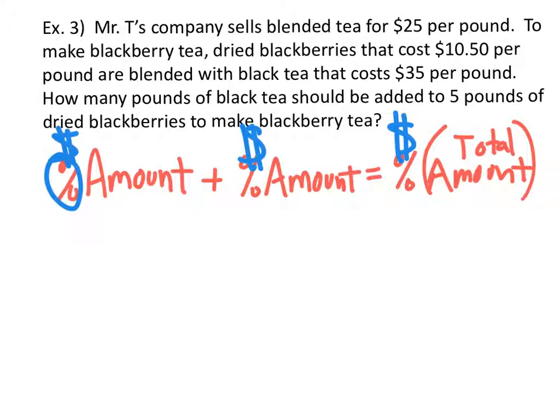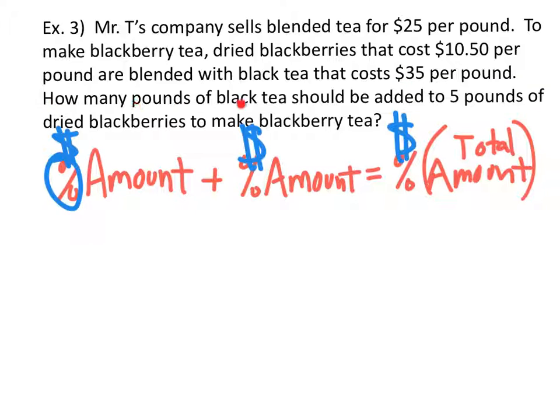So listen up. Let's read through this carefully, slowly, and try to make sense of it. Mr. T's company sells blended tea for $25 a pound. Blended tea, all right? So that's what he sells. What are we talking about? We're talking about making this blackberry tea with dried blackberries that cost $10.50 per pound and blending it with black tea that costs $35 a pound.